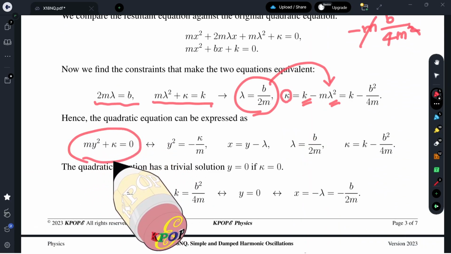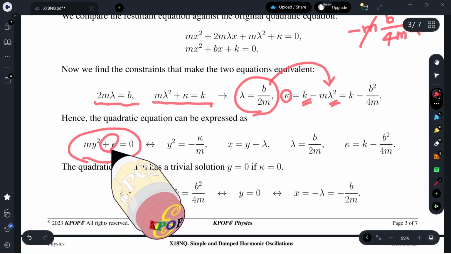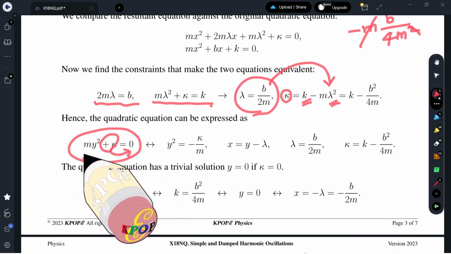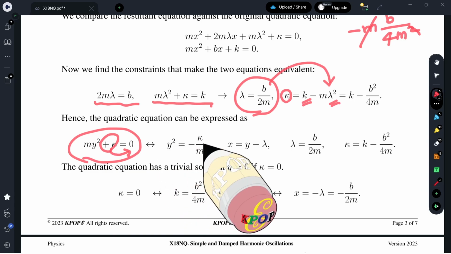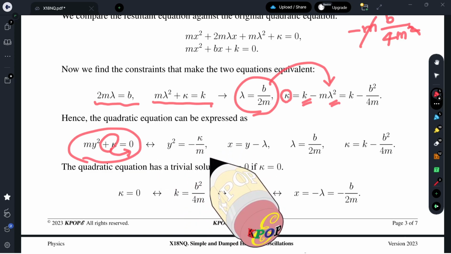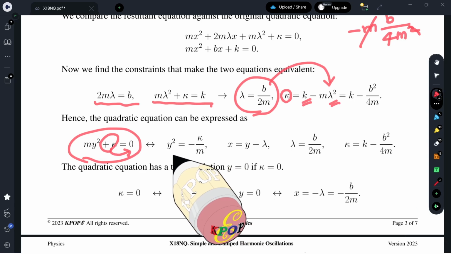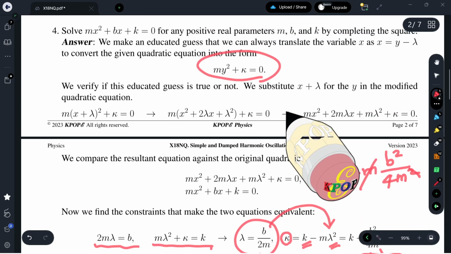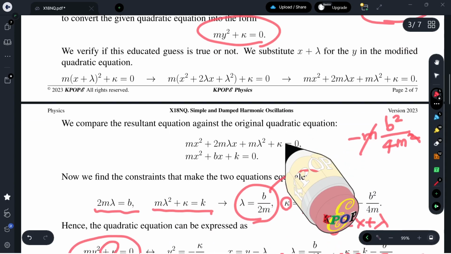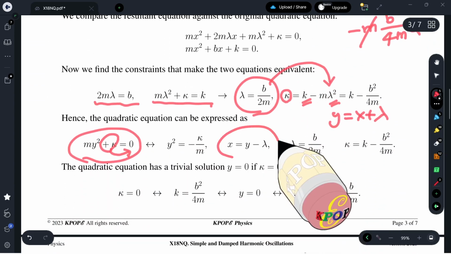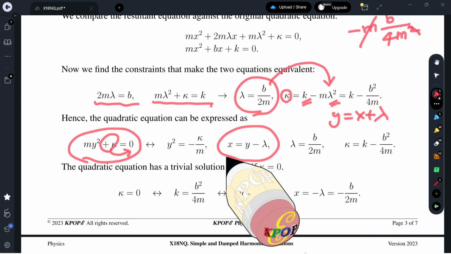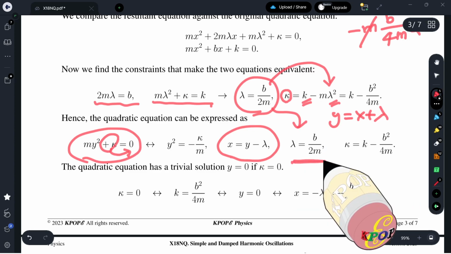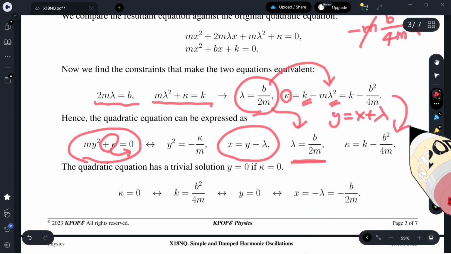Why don't we solve this equation first? Move this one to the right hand side and divide both sides by m because m is non-zero. So y squared is negative kappa over m. We remembered y equals x plus lambda. So x equals y minus lambda. Therefore, we can make use of the fact, and I just copy this result here.